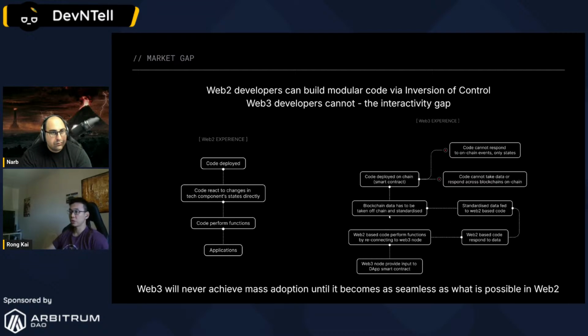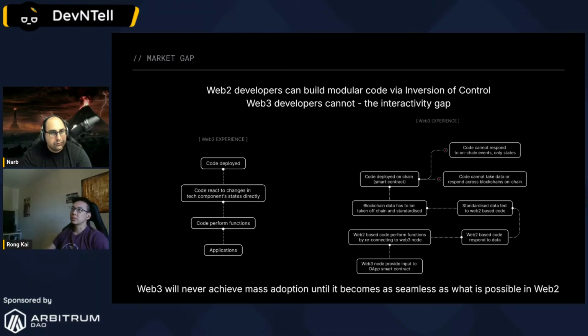We take data off-chain, we standardize it, we feed it to Web2-based code. The Web2-based code, which is on the left, will do all this, and it will come back to the Web3 node, and then it responds accordingly. A very roundabout way to do this, and for most of the time, because we need indexing for historical data as well, we just latch onto it, and we want to do it this way.